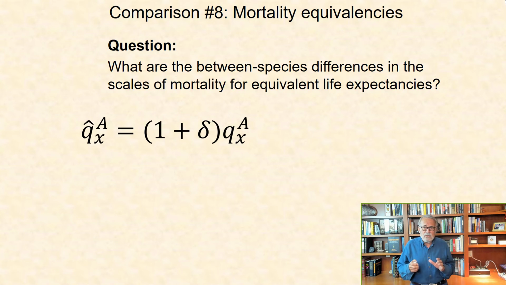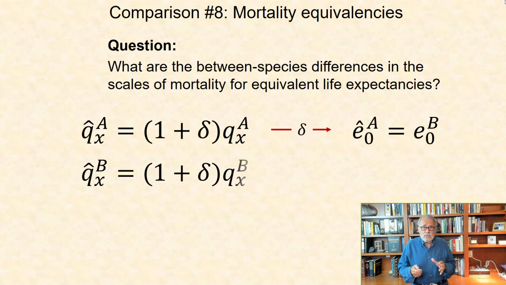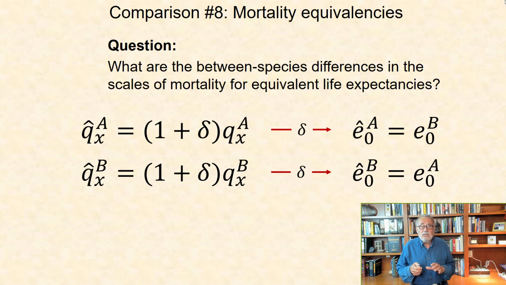That is, a modified Qx for species A equals the product of 1 plus the scalar that I denote as delta in the original age-specific schedule for species A. The value of delta is adjusted so that the modified expectation of life for species A equals the expectation of life of species B. And we do the same with the value of the scalar delta to adjust mortality for the species such that modified expectation of life of species B equals the expectation of life of species A.